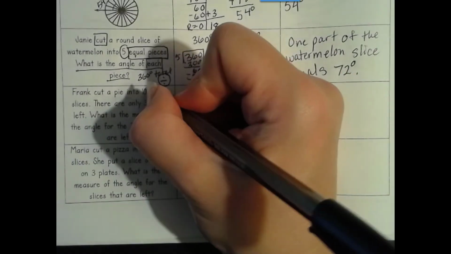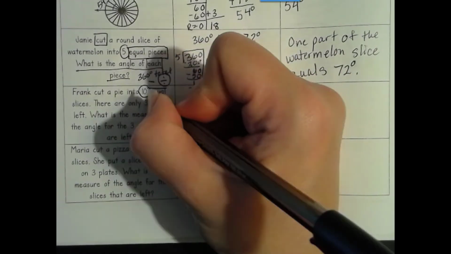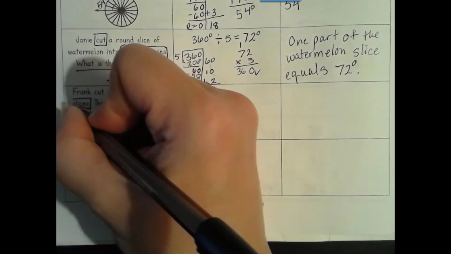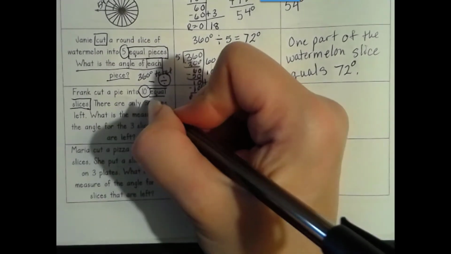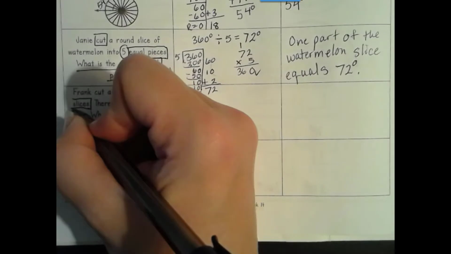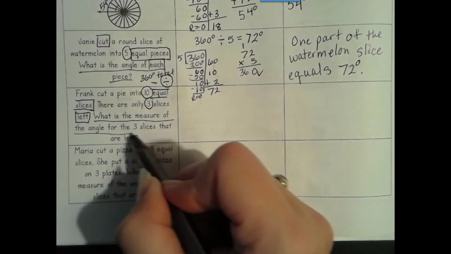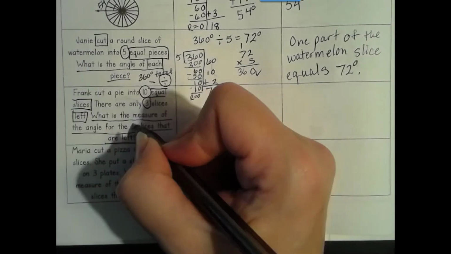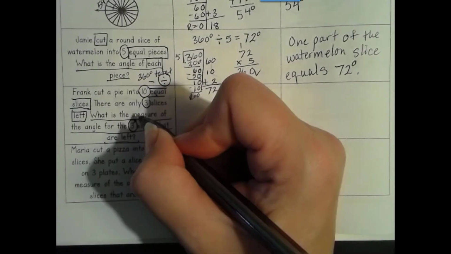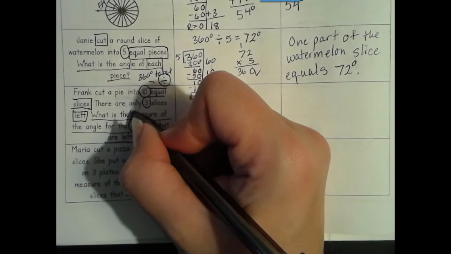Frank cut a pie into 10 equal slices. A pie is also in a circular shape, usually. There are only 3 slices left. Interesting. What is the measure of the angle for the 3 slices that are left? So we want to know the measure for those 3 slices.